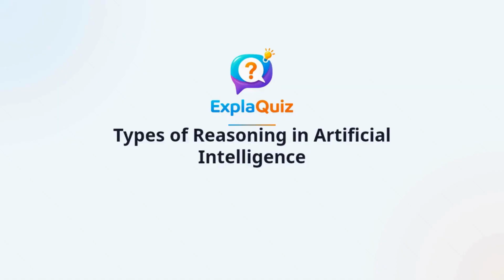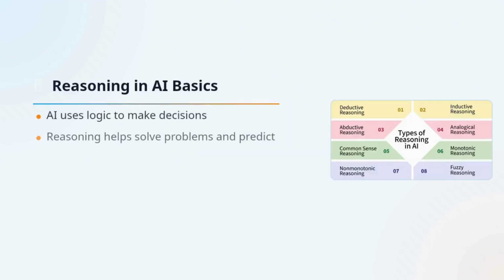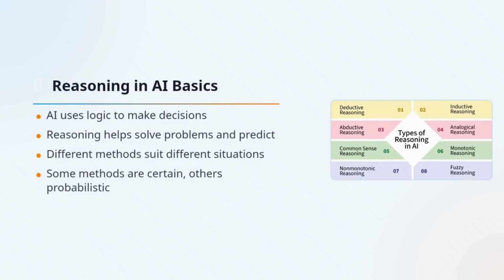In this video, we'll explore the major types of reasoning used in artificial intelligence, from strict logic to flexible decision-making under uncertainty. As we go step by step, you'll also get quizzes in between to check how well you're understanding the concepts. In artificial intelligence, reasoning is the process that helps machines draw conclusions from information.